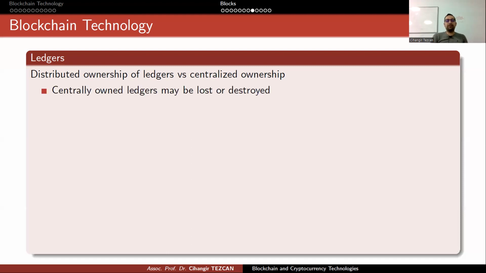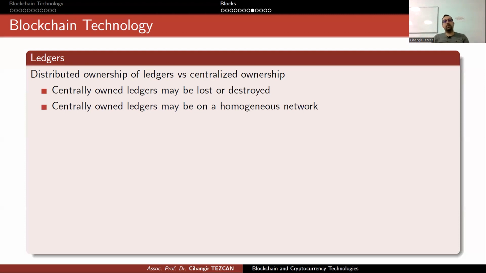Okay. Centrally owned ledgers may be lost or destroyed. I mean, generally, it is not the case for the banks, right? But for some other scenarios, this happens. For instance, some companies store your database in a building and have the backup in the next building. But if an earthquake destroys both of those buildings, you lose your data. This is why having a distributed database is sometimes preferred. And in some cases, some of the companies actually became bankrupt after this kind of natural disaster.